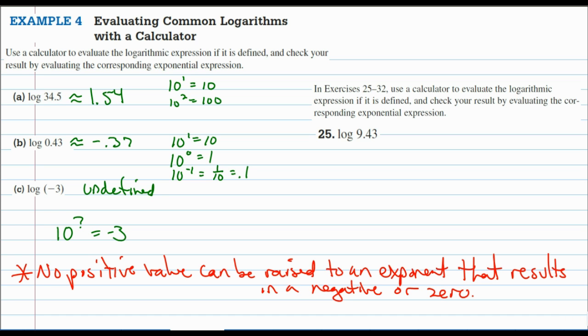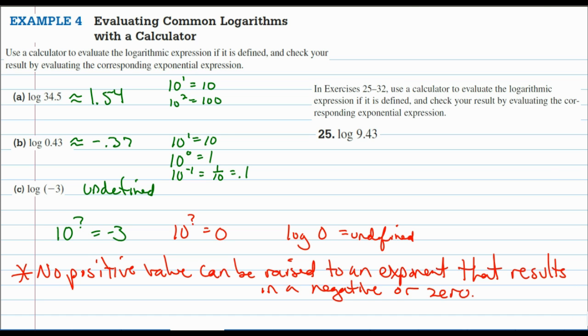Now that also applies to the value 0. If it said the log of 0, no positive value can be raised. 10 to the nothing is actually going to equal 0. 10 to the 0 equals 1, but 10 to the nothing equals 0. So the log of 0 is also undefined. You cannot take the logs of negatives or 0.